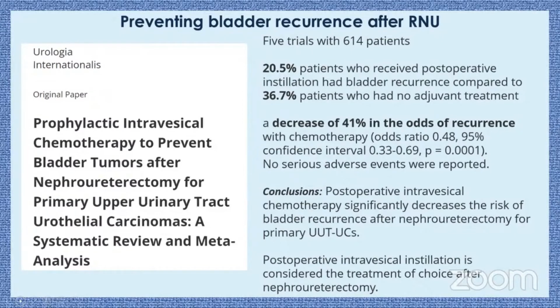Sometimes we are using prophylactic intravesical chemotherapy to prevent bladder tumor after the nephroureterectomy for primary upper urinary tract urothelial carcinoma. And if we see the systematic review and meta-analysis, it shows that post-surgical intravesical chemotherapy will significantly decrease the risk of bladder recurrence after the nephroureterectomy for primary upper urothelial cancers.